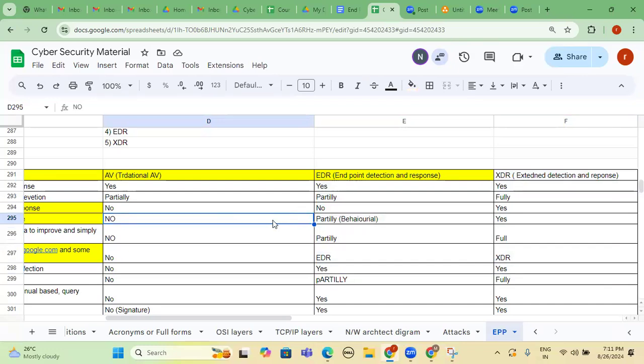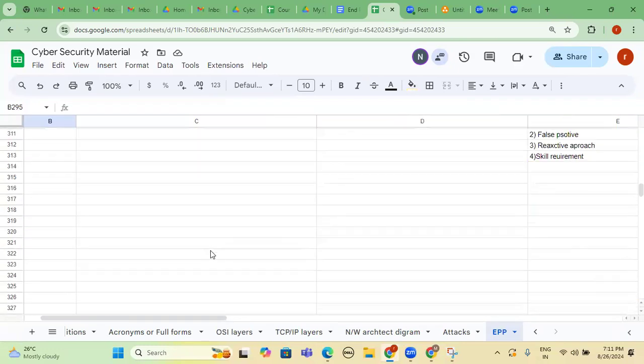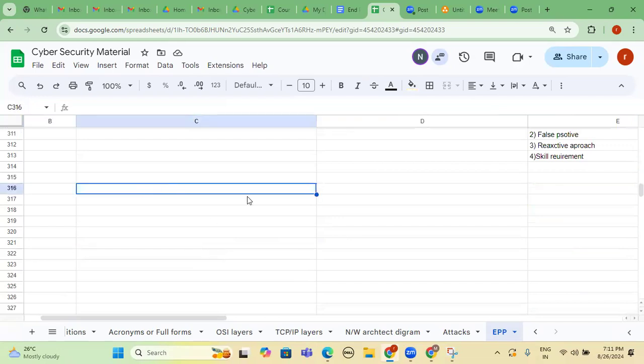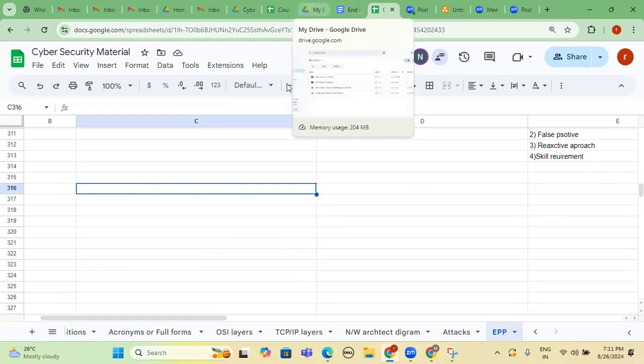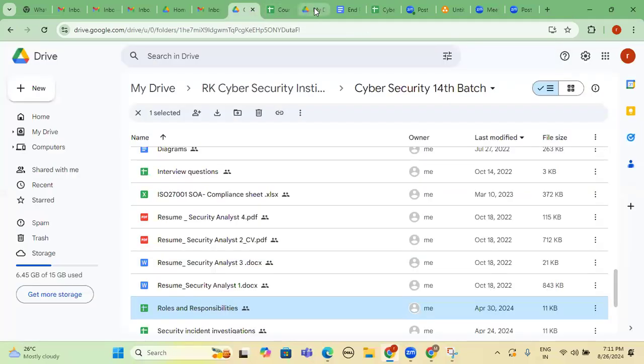I will write the interview questions as well. After this class is completed, I will write all these interview questions here, and I also created an additional Excel sheet. That's all for overall EDR, guys. Only the practical tool is pending.